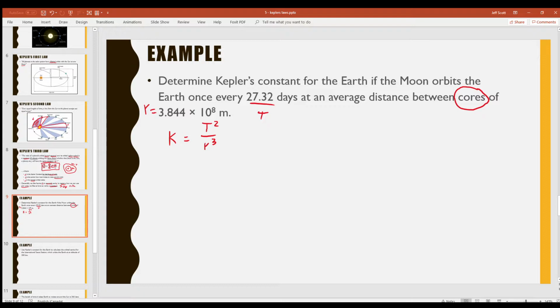So since all this information was given to you, you don't actually need to worry about changing your units because it didn't ask for Kepler's constant in any particular unit. That means you literally can just leave this in days and in meters. And if this was given to you instead of in meters, if I gave you it in kilometers, you could have just left it in kilometers as well. So this is going to become T squared, so that's 27.32 squared, divided by R cubed, so 3.844 times 10 to the 8, close bracket, and then cube it.